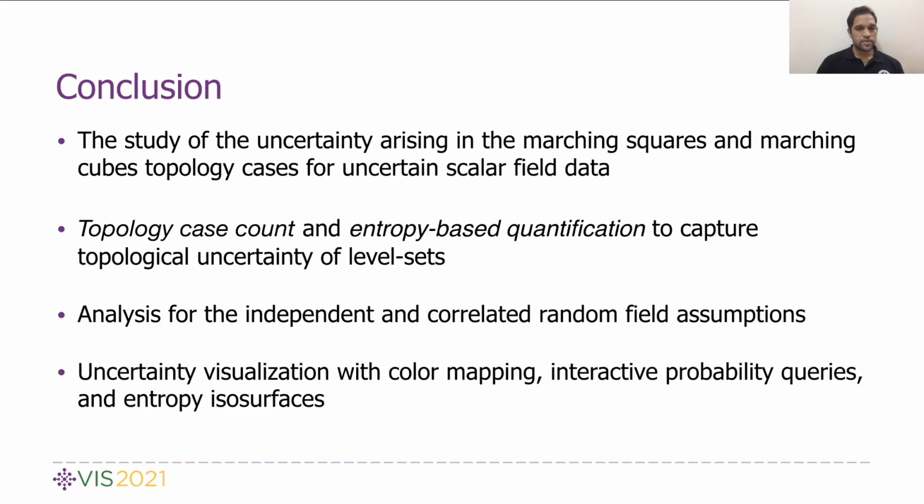Thus, to conclude, we study uncertainty of the marching squares and marching cubes topology cases for distribution fields. We propose topology case count and entropy-based techniques to capture topological uncertainty of level sets. We perform our analysis for independent and correlated random fields, and we perform uncertainty visualizations with techniques such as color mapping, interactive probability queries, and entropy isosurfaces.